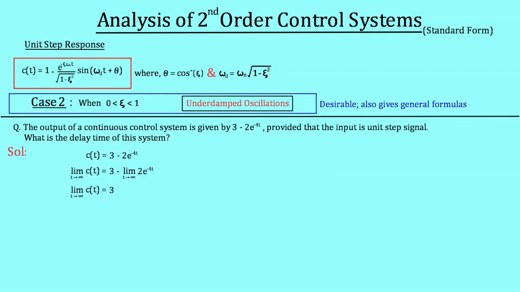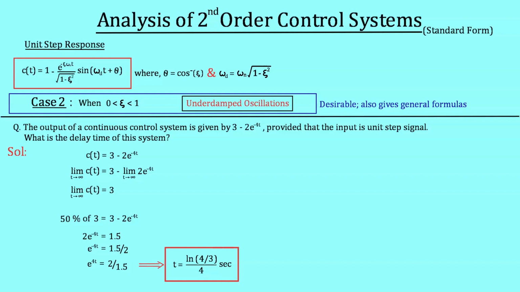Since you have to find the delay time of the system, your first step should be to find the steady state value, which will come out to be equal to 3. Now, as per the standard definition of delay time, it is the time required for the response to reach 50% of the final value. So, we have to equate 50% of the final value to the expression of output to find the value of delay time. By solving this expression, you can find the delay time to be equal to natural logarithm of 4 divided by 3, the whole being divided by 4. This will be the answer.